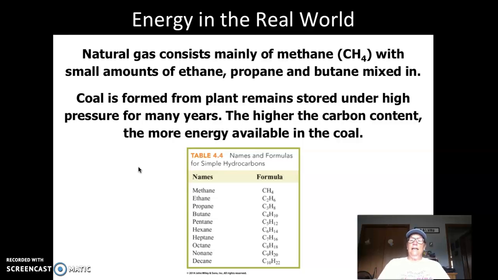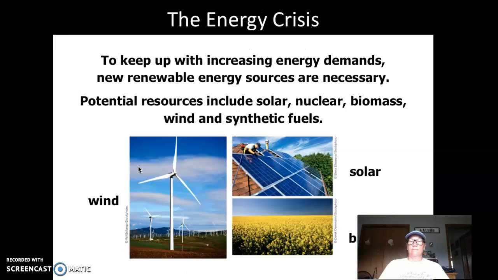But again, it's all plants that were squished, and what temperature they're squished at depends on what was produced. Okay, so we've had energy crises before, so we were like, you know what, we're going to run out of that stuff, plus it causes pollution, it causes global warming, so let's look at our other options.